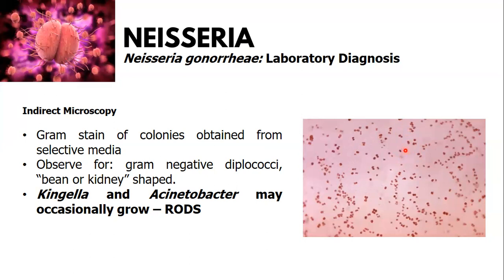However, take note that this is just presumptive, meaning to say the appearance of gram-negative diplococci that are bean or kidney shaped may mean the presence of Neisseria gonorrhoeae, but we cannot conclude because there are other Neisseria species that may also have the same morphology and arrangement. And take note, Kingella and Acinetobacter may occasionally grow on the enriched chocolate agar plates used to isolate Neisseria gonorrhoeae from clinical specimens, but we should not be confused by this, as these bacteria are rod-shaped, while Neisseria gonorrhoeae organisms are diplococci that are bean or kidney-shaped in appearance.